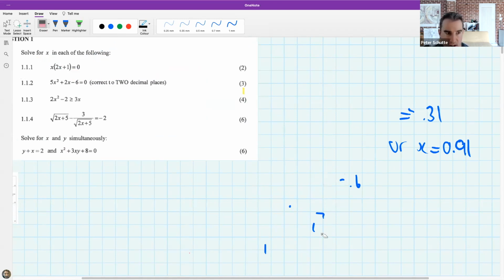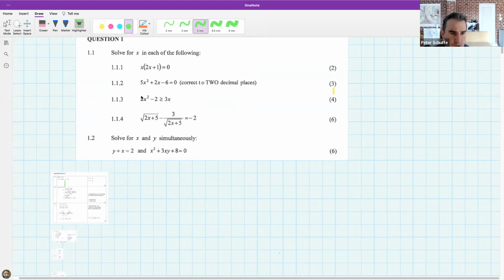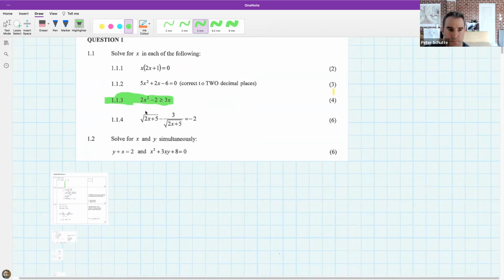So it's not an equation. It says solve for x in each of the following, but it is an inequality. But the first step should be the same as an equation. So I want to know, what would your first step be if you were solving it as an equation? And then let's go from there.